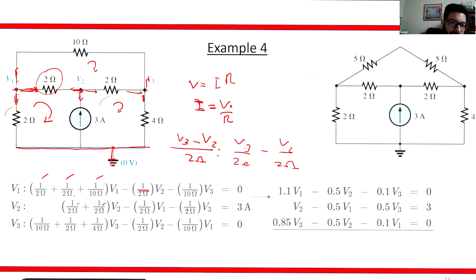All right. And then the last equation for V3, we have contribution of V1 through 10, V2 is contributing through 2, and V3 is all this loop. Oh, and don't forget that V2 has access to this source, so it equals 3 amp. Now V3 is this loop, so we're going to have V2 minus V3, so V3 over 2 ohms right here, V3 over 4 ohms right here, and V3 over 10 ohms right here is positive. Now negative, because V2 is going to be 2 ohms.